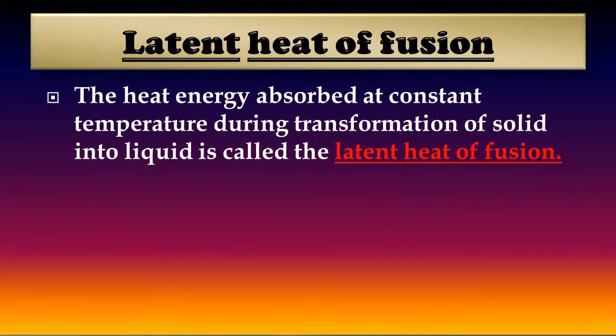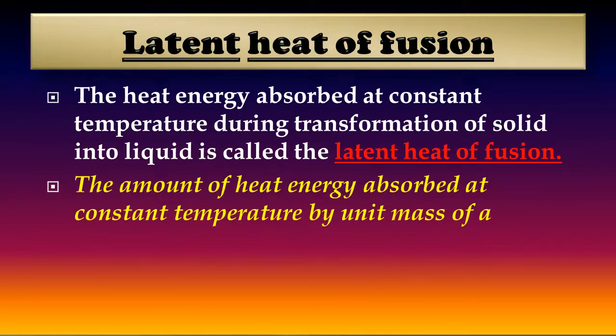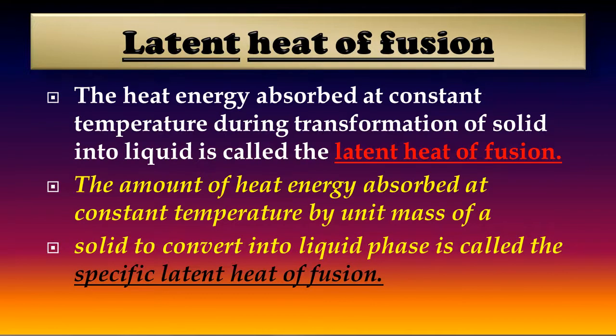Now the heat energy absorbed at constant temperature during transformation of ice into water, or solid into liquid, is called the latent heat of fusion. That means whatever heat has been absorbed by the ice while converting from solid to liquid is called the latent heat of fusion. And the amount of heat energy absorbed at constant temperature by unit mass of a solid to convert into liquid phase is called the specific latent heat of fusion.